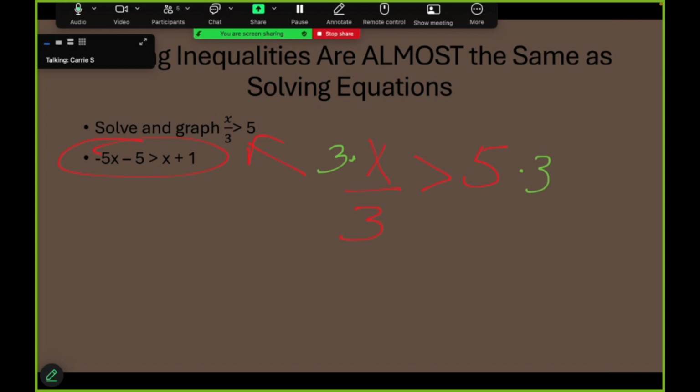It's x is greater than 15, right? I have an x and a 15, I agree, but do I switch this inequality? Yes. I heard yes. No, that's only for negatives. That's only if you multiplied by a negative. That is correct. So I did not multiply by a negative, so I keep this inequality the way it is. The only time you switch is if you multiply or divide by a negative.